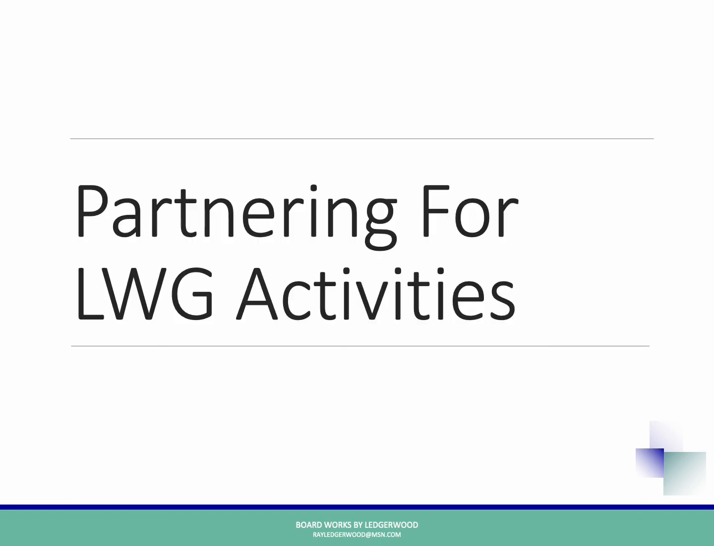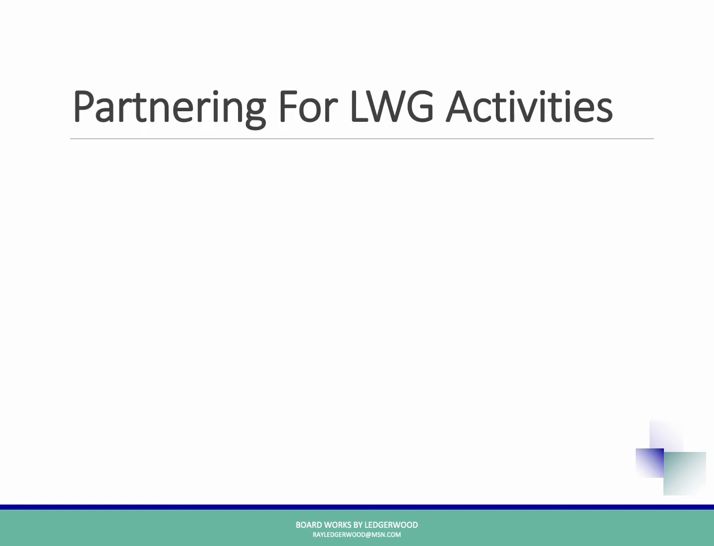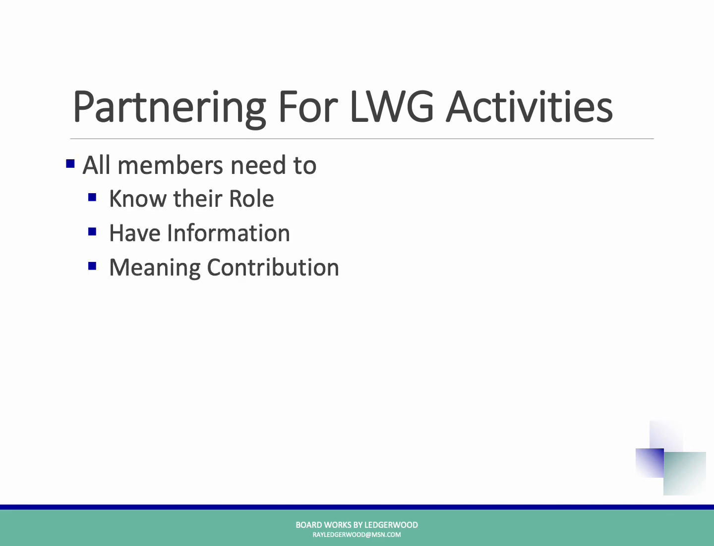Let's move now to partnering for local work group activities. In partnering for local work group activities, there are three things that all the local work group members need to have. First is to know their role and the clarity of that role in working on the local work group. The second, in regards to that, is to have information so that they can fulfill that role. A third, and perhaps most important, is to have a meaningful contribution in the work of the local work group and its participants.